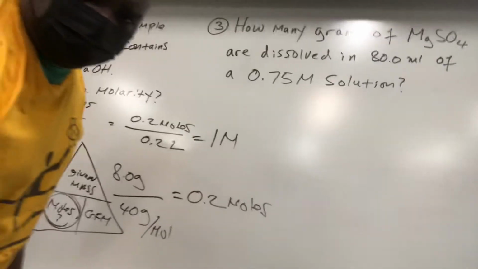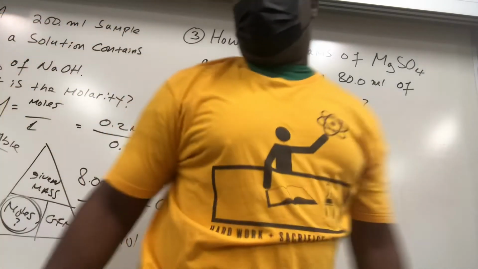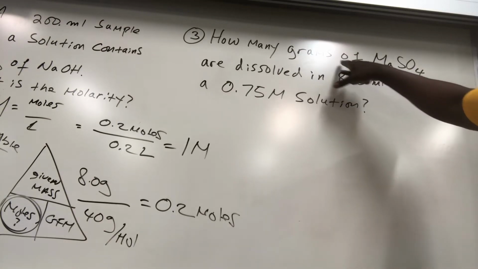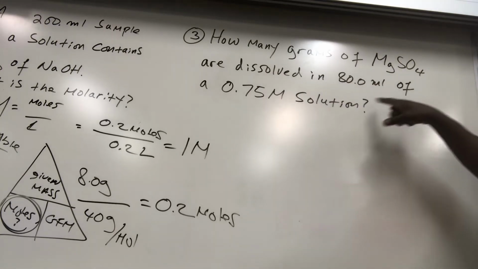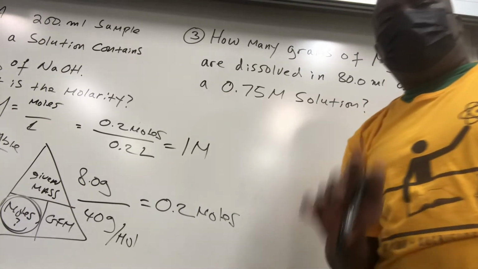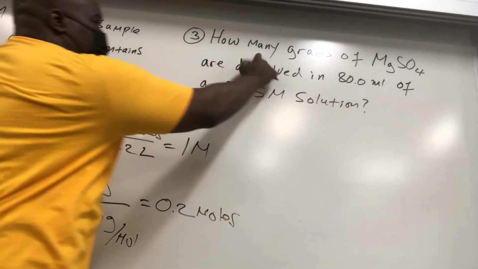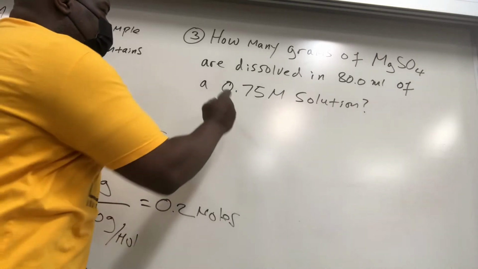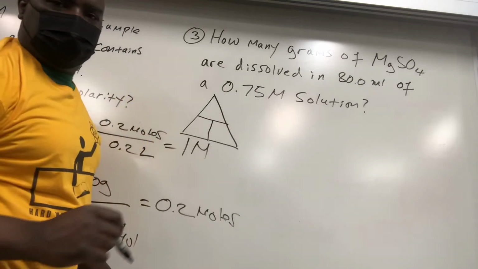All right, so the last problem right here. This problem is saying, how many grams of MgSO4 are dissolved in 80 mLs of a 0.75 big M solution? Now here's the deal. Read the problem slowly. How many grams? So you don't panic. Now you know from experience that the mole calculation formula does not have grams in it.